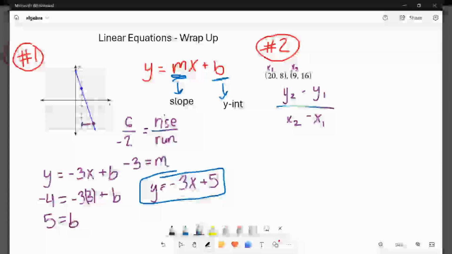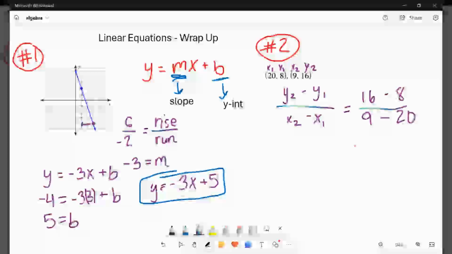So I'm gonna call the first point x1, y1, and I'm gonna call the second point x2 and y2. And now we just plug in, right? So my y2 I labeled as 16, and my y1 I labeled as 8, and my x2 I labeled as 9, and my x1 I labeled as 20.